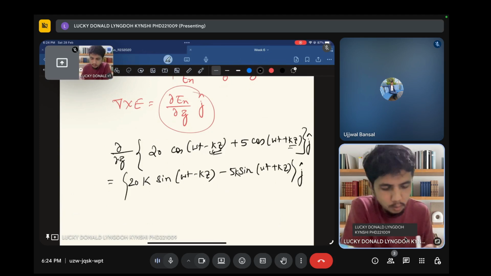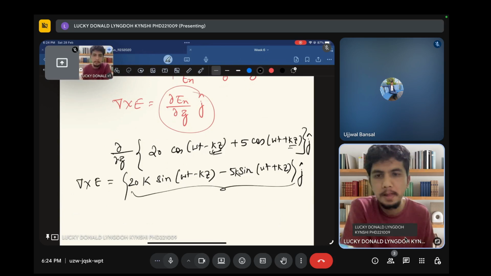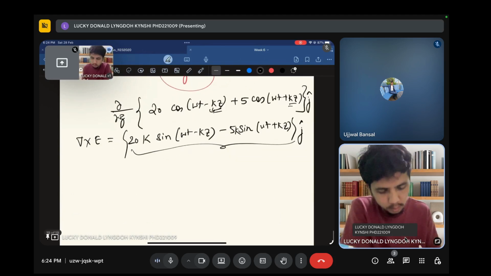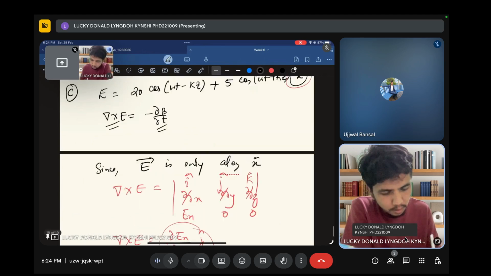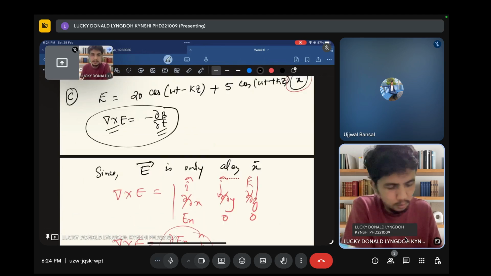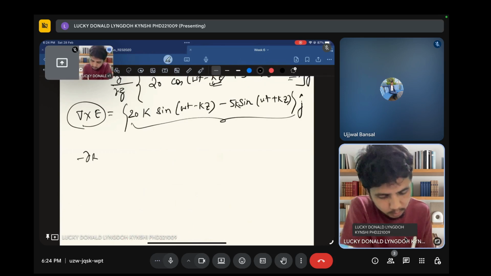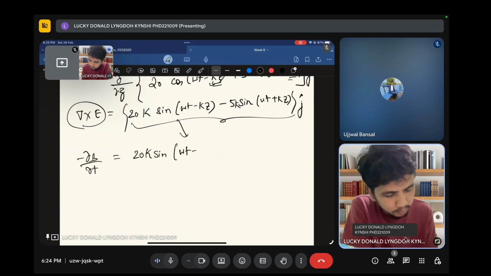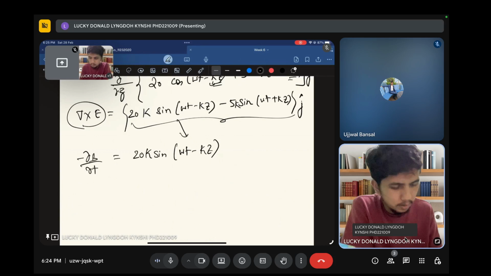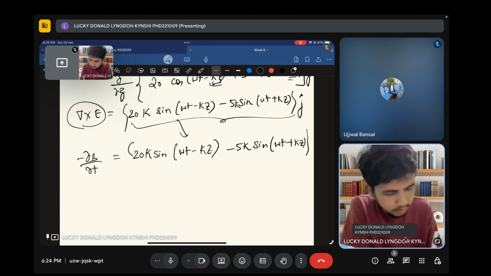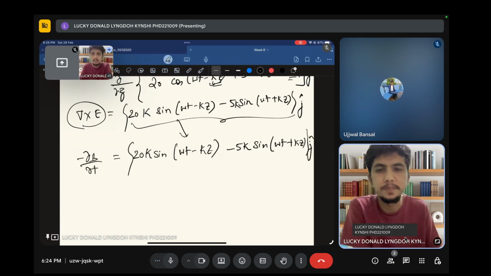Okay, so now you already have del cross of E equal to this term. How do you know that del cross of E is equal to minus del B by del t, right? So you can easily calculate it: del B by del t is equal to 20k sine(omega t minus kz) minus 5k sine(omega t plus kz), in the j cap direction.